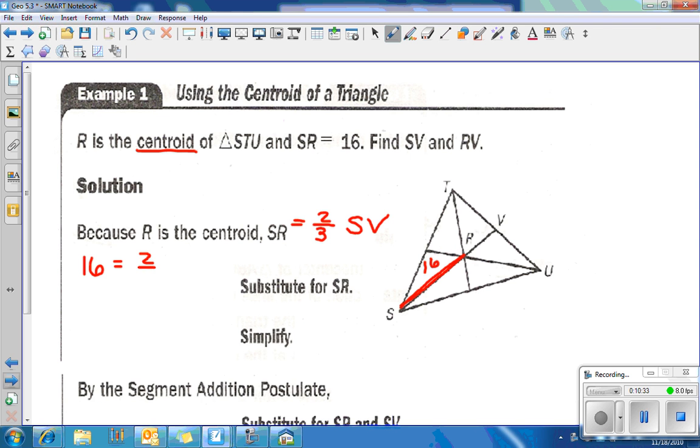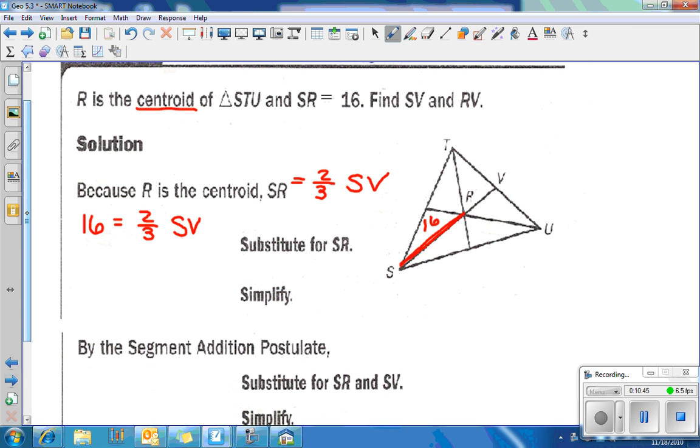So we just substitute it in: 16 equals 2/3 SV. If SV was x, how would you solve? Instead of dividing by a fraction, you really multiply by the reciprocal. You could divide by 2/3, but you've got to use parentheses in your calculator. The 3's cancel, the 2's cancel. If you multiply one side, you have to multiply the other. You can do 16 times 3 divided by 2, which is 24, equals SV.